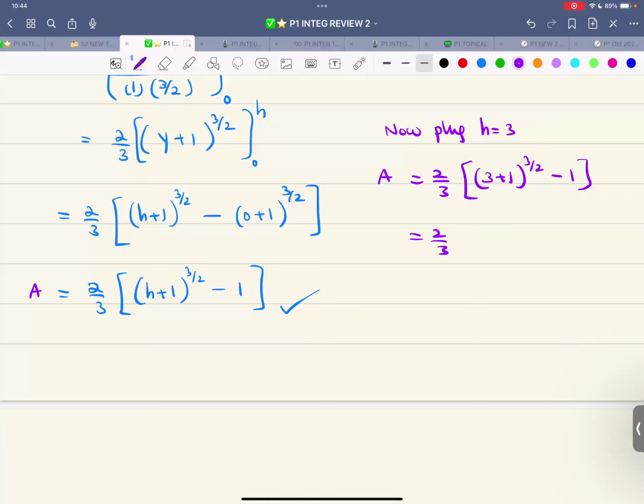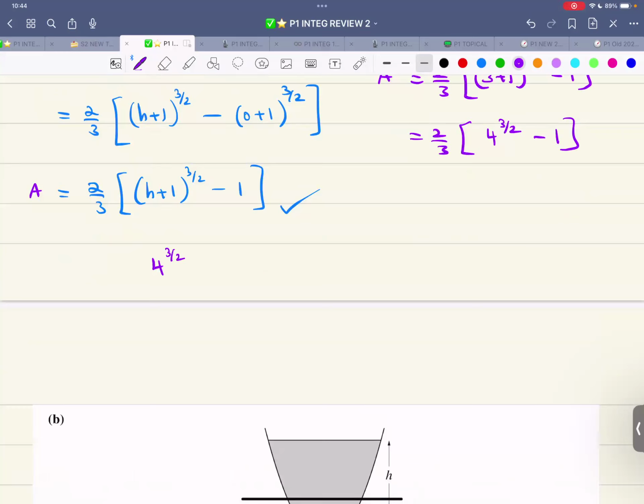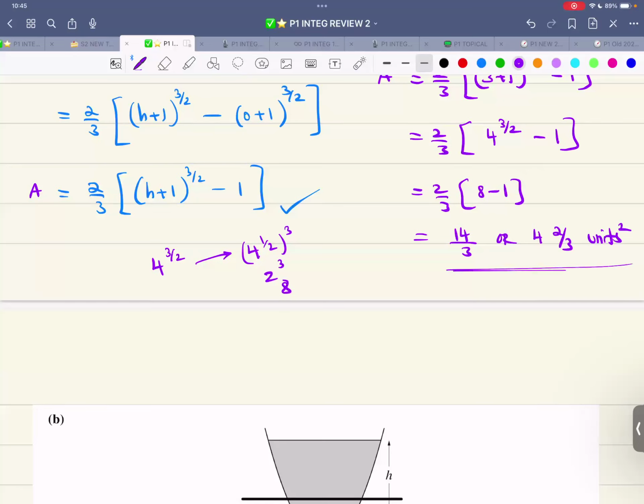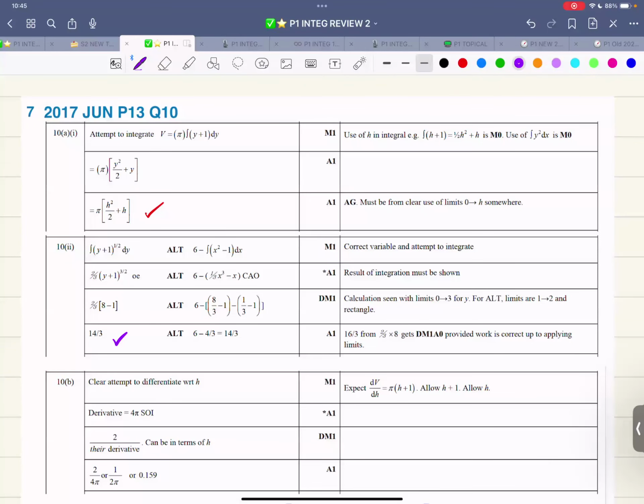That's 2/3 times (3 plus 1 is 4) raised to the power of 3 over 2, minus 1. Now a little bit of indices over here. 4 raised to the power of 3 over 2 can be written as 4 raised to the power of half, raised to the power of 3. That is 2 raised to the power of 3, which is 8. So this is 2/3 times (8 minus 1, which is 7). 7 twos are 14. That's 14 over 3, and that can also be written as 4 2/3. 3 fours are 12, 12 plus 2 is 14. And this is in unit squares. That is the answer, 14 over 3.